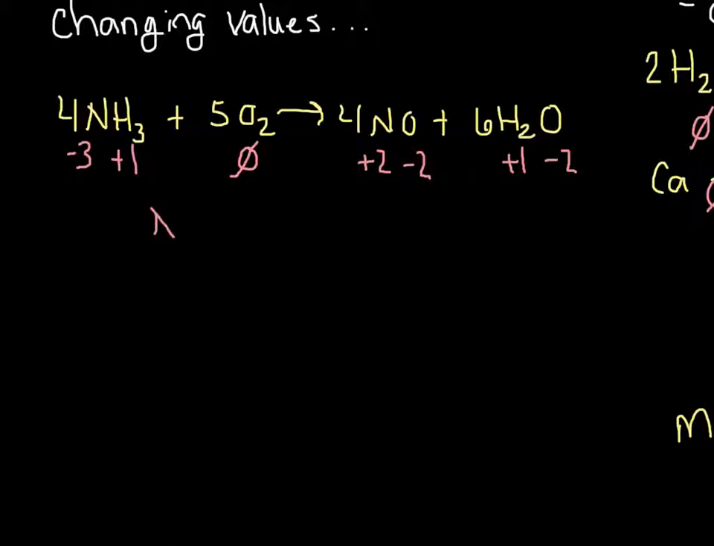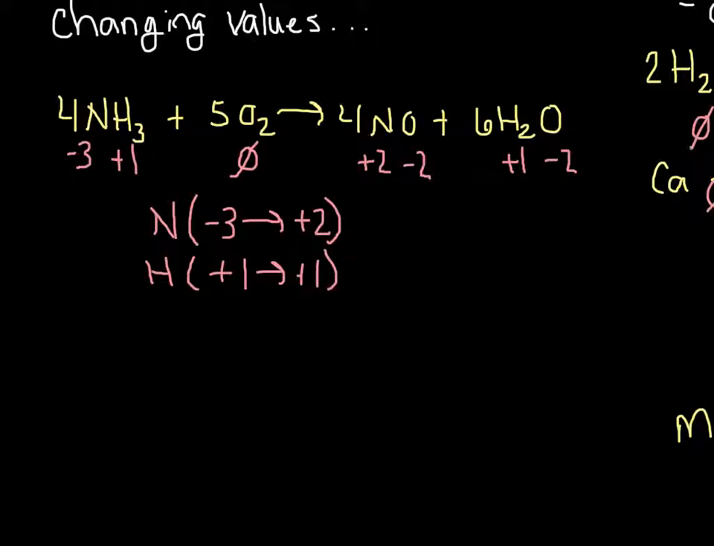So looking at nitrogen first, nitrogen's going from a negative 3 to a positive 2. Hydrogen is going from a plus 1 to a plus 1. And oxygen is going from 0 to negative 2. So nitrogen started from a negative 3, went to a positive 2. So that is losing electrons. That is oxidation.